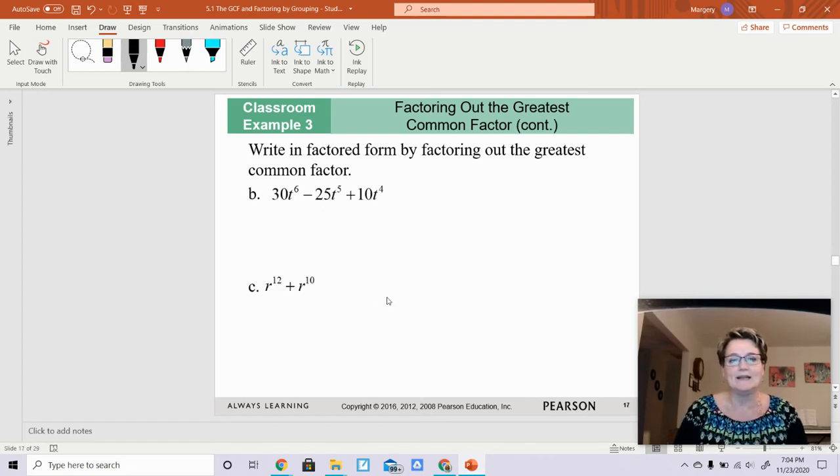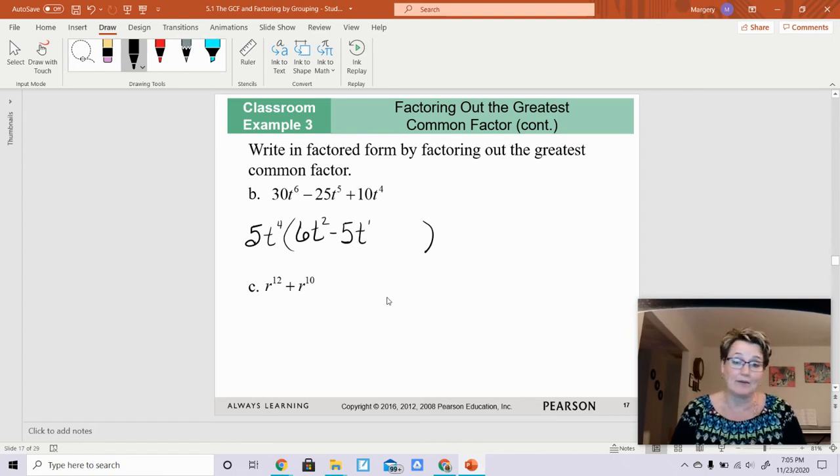Now on this problem here, we got 10, 25, and 30. I believe they all share a 5. They also all share a t to the 4th power. I chose the 4th power because it was the smallest exponent. 5 times 6 is 30. T to the 4th times t to the 2nd is t to the 6th. Remember, when you multiply powers, you add the exponents. Now, 5 times a negative 5, then t to the 1st. I don't need to have the 1 there, but I can put it there if I want to. The next one, 5t to the 4th times a positive 2 gives me 10t to the 4th. And there you go. I'm all finished.